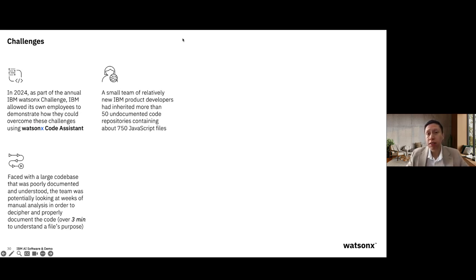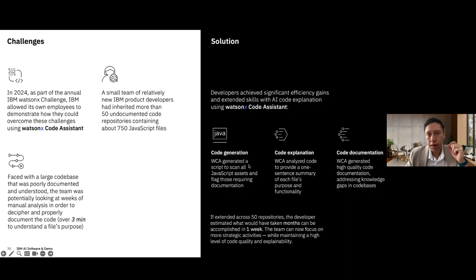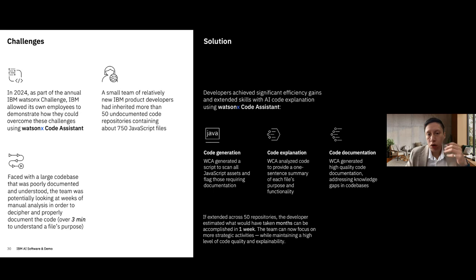Now, as developers, we believe we should automate. Thankfully, they had Watsonx Code Assistant. So as part of this challenge, they leveraged Watsonx Code Assistant. And here's the result. They used code generation to generate a script to scan all the JavaScript assets and flag those requiring documentation. Great. Then they used our code explanation capabilities to analyze code to provide a one-sentence summary of each file's purpose and functionality.